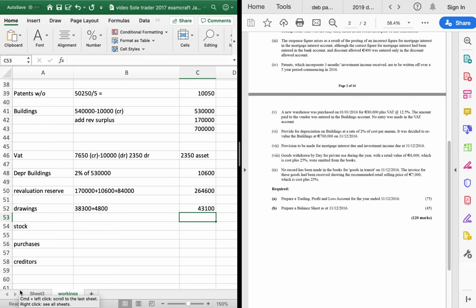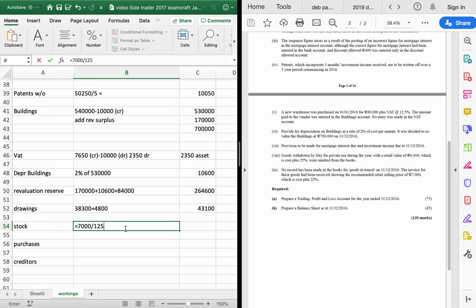Anyway, no record was made in the books for goods in transit. The invoice for these arrived showing a recommended retail selling price of 7,000, which is cost plus 25%. So again, find the cost price. 7,000 divided by 125, multiplied by 100. So the cost price is 5,600.